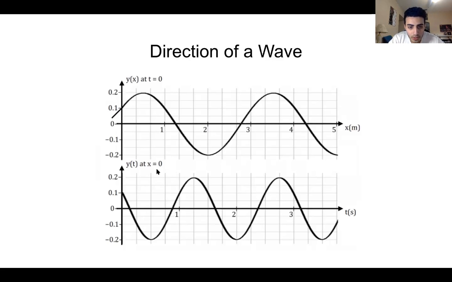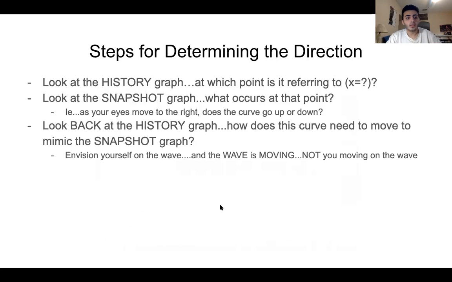So x equals 0. We look at x equals 0, this point in time. We move our eyes to the right. What happens to the curve? It increases. So we take a note. We say, okay, it's increasing at this specific point. So let's say we were looking at x equals 1, and we move to the right. We see it's decreasing. Okay, x equals 0, increasing. So that was the second step.